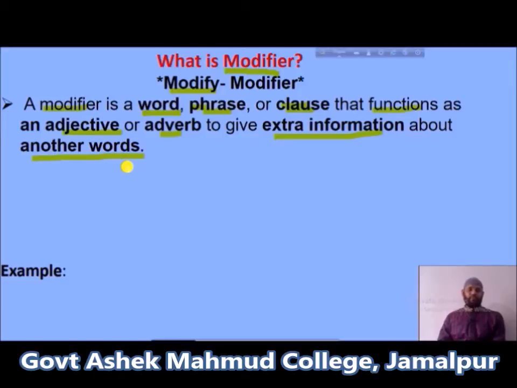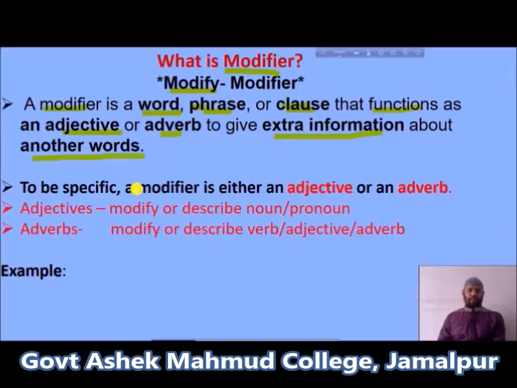Dear learners, if we want to make it specific, a modifier is either an adjective or adverb. So you should remember all the modifiers that we use in a sentence, all of them work as adjective or adverb. Now it's clear to us that if we want to do well in modifier, we must have a very clear idea about adjectives and adverb, because all the modifiers are adjective or adverb.